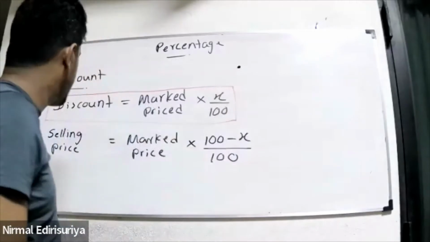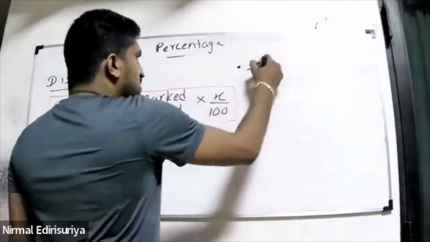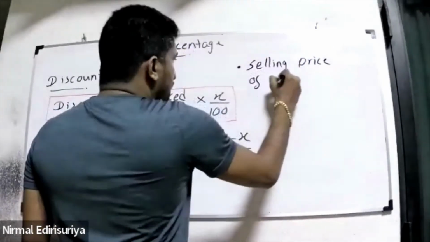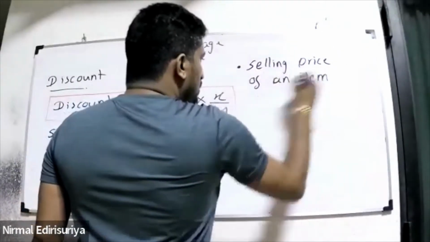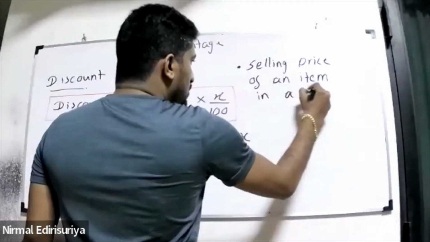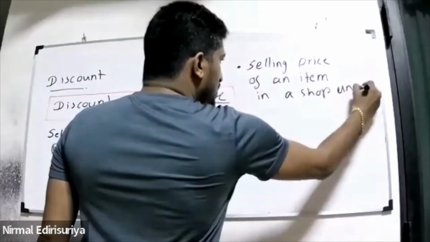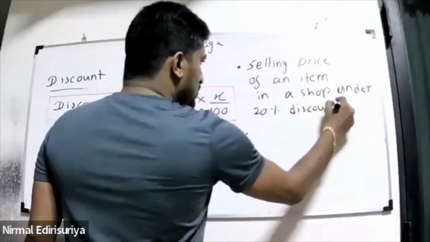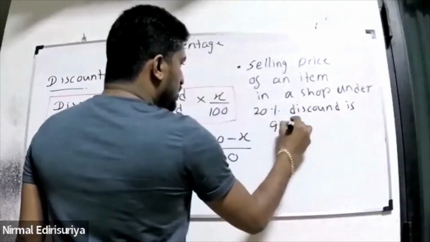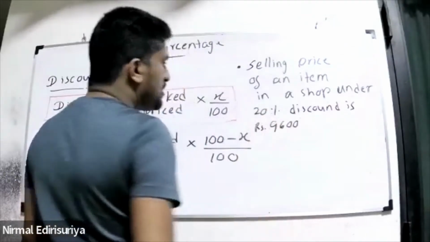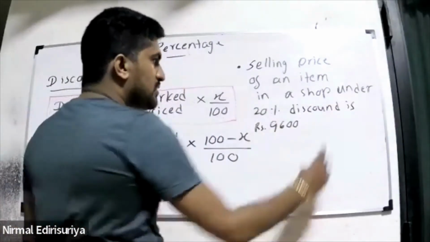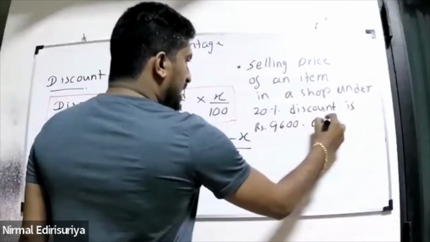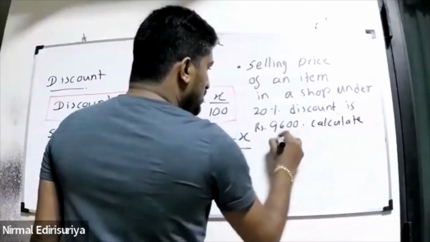Question: the selling price of an item in a shop under 20% discount is 9,600 rupees. Calculate the mark price.